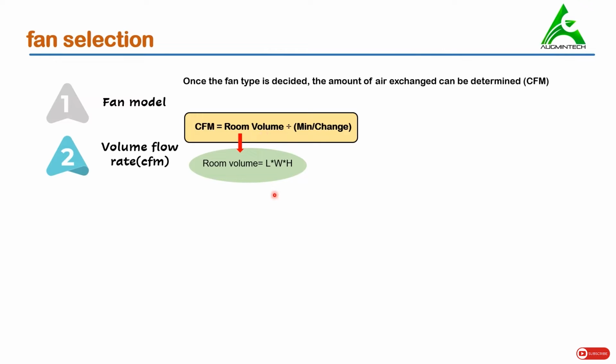The room volume can be found by using this simple formula of a cuboid, which says length into width into height, which is basically the product of all the three dimensions.